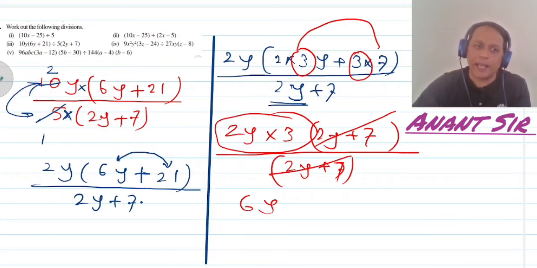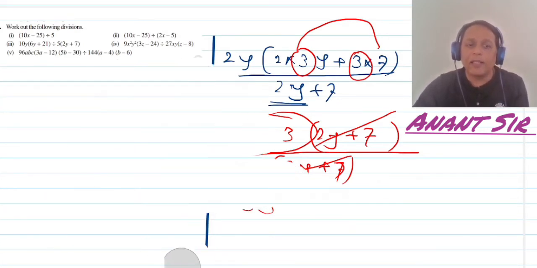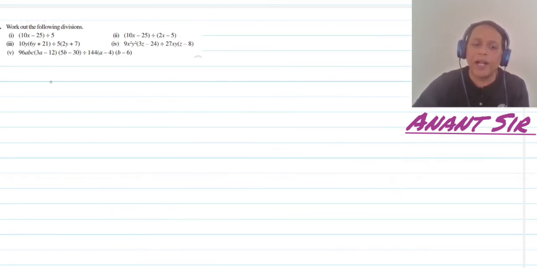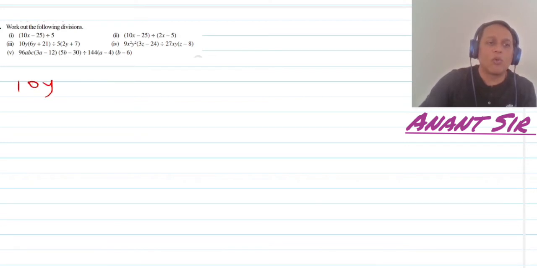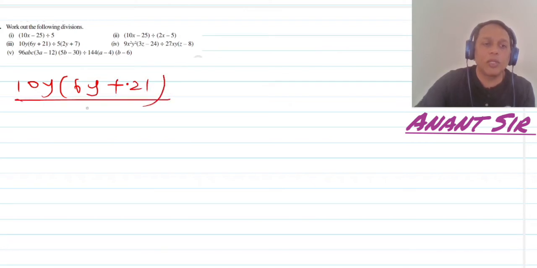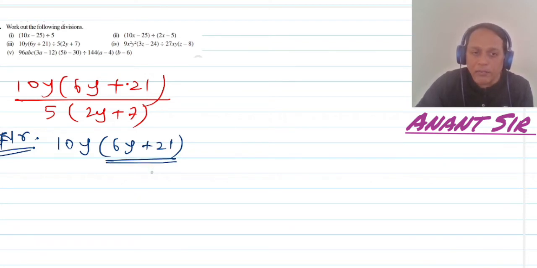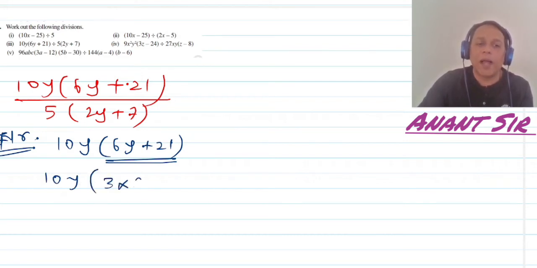We'll do this same question by a different method, the method by which we did the second question. I will simplify the numerator and denominator separately. So we are doing question 3 by another method. This is the numerator for question 3 and this is the denominator. Now I am going to simplify the numerator first. It is 10y multiplied by (6y plus 21). What can I do? I can take something common from the bracket. 6 and 21 are divisible by 3.